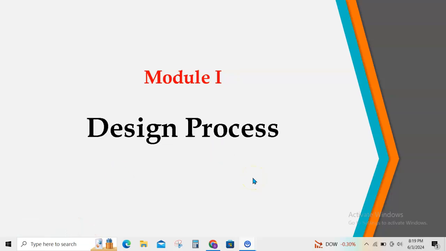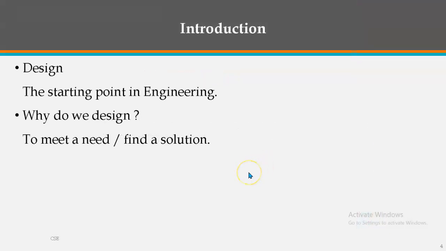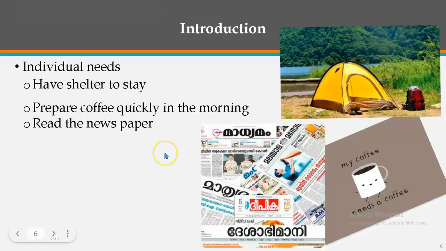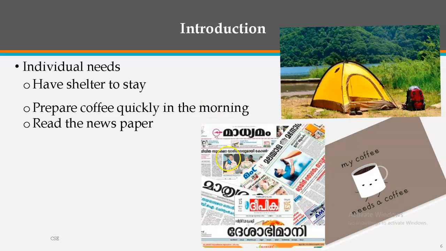Let us start with Module 1, Design Process. So here we see topics like design and why do we need a design. So there are different needs of humans. It can be individual needs like shelter, or how to prepare a coffee quickly, or to read the newspaper.